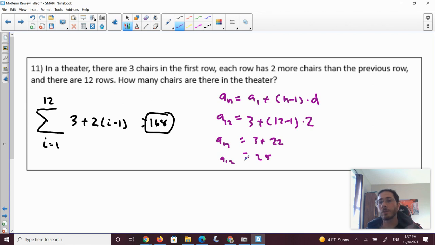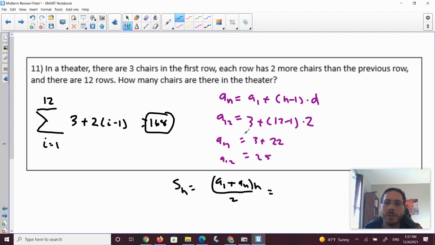But then we have to use another equation. Then we have to use the s sub n equation. So we're introducing even more equations into the mix. S sub n we said was going to be a1 plus an all divided by 2. We have to multiply that by n also.